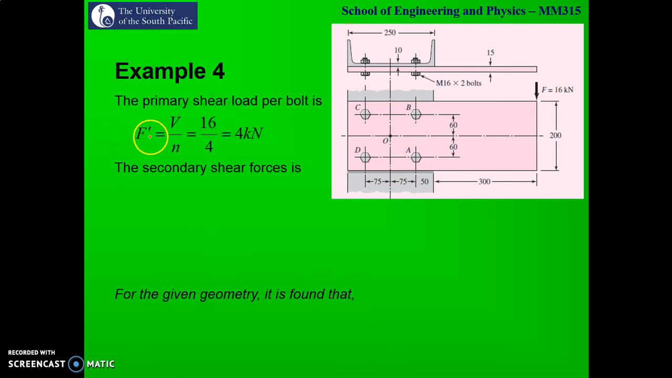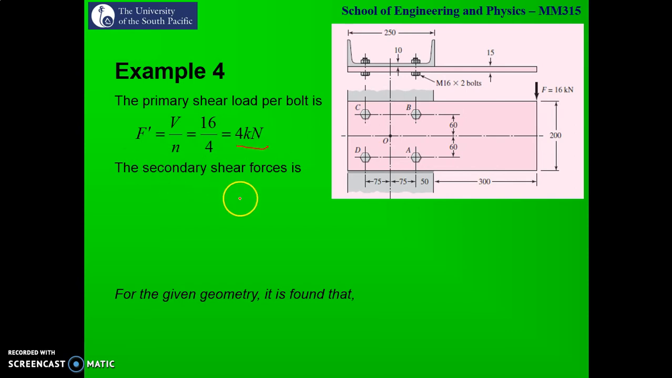The first thing is, we can calculate our primary shear, which is nothing but V divided by N. The direct load given was 16 kilonewton, so 16 kilonewton divided by N, where N is the number of bolts. We've got 4 bolts, I, B, C, D. So 16 divided by 4, we get 4 kilonewton.